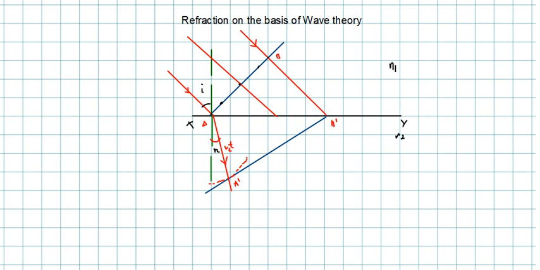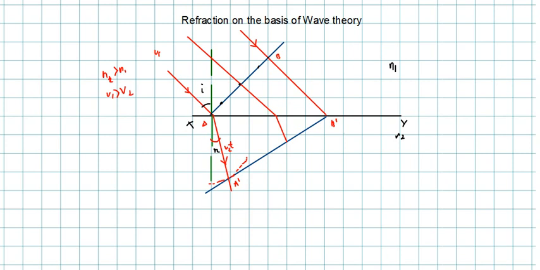Same thing for the intermediate wavelets coming from some other points on the wavefront. Now, you can see that v1 is the velocity of the light wave in medium 1 and v2 is the velocity of light wave in medium 2. So, if n2 is greater than n1, that means v1 is greater than v2, that means the velocity of light in medium 1 is greater than the velocity of light in medium 2.